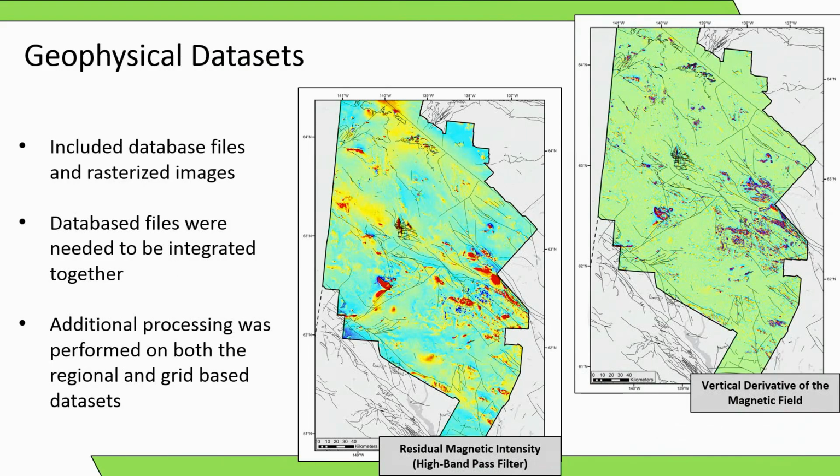So switching from our geological data sets, going to the geophysical, we used regional magnetic data as well as localized radiometric data. So this included database files as well as rasterized images. The database files needed to be stitched together using Geosoft Oasis Montage. And here we have examples that were given to us as residual mag and as well as the vertical derivative.